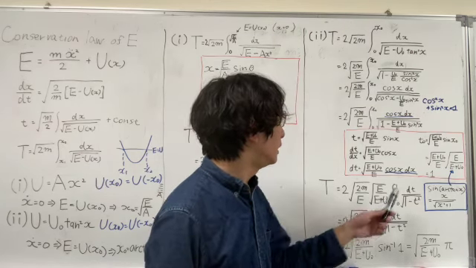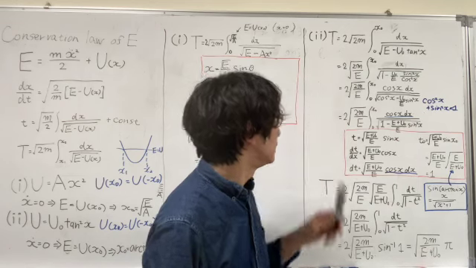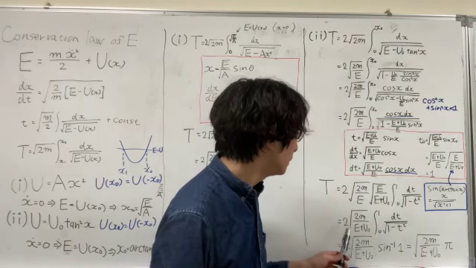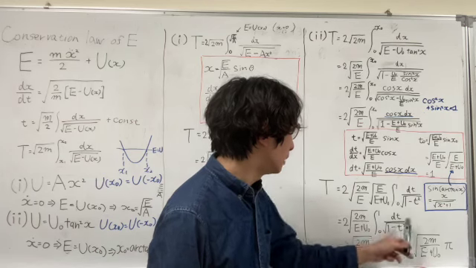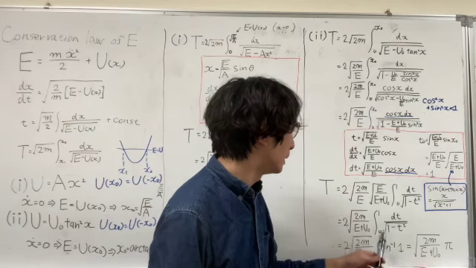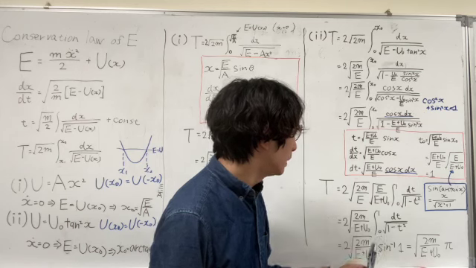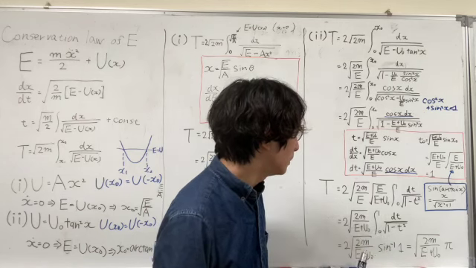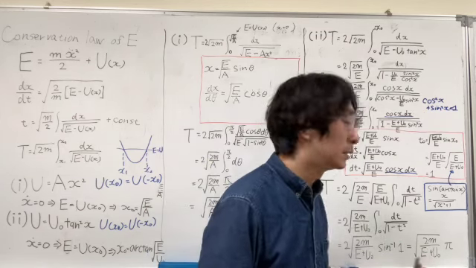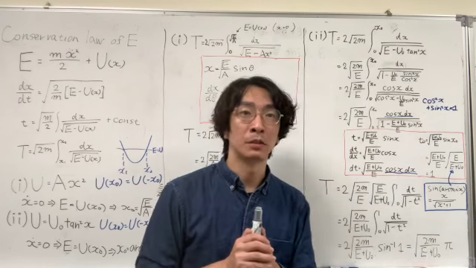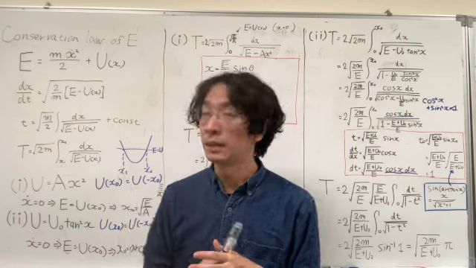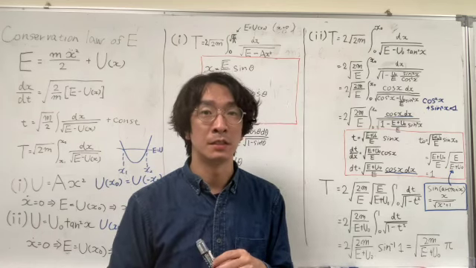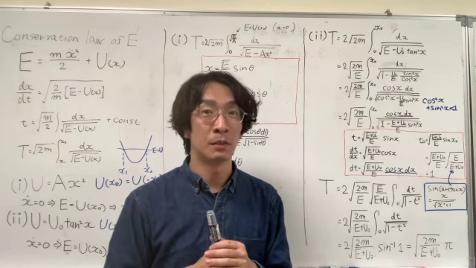By inserting this factor into this equation, we can solve it, and finally we can get this integral. The solution of this integral is arcsine, and we insert 1 here. Then we can get this solution. So this is a method to estimate the period based on the given potential and the energy. Thank you for watching this video.